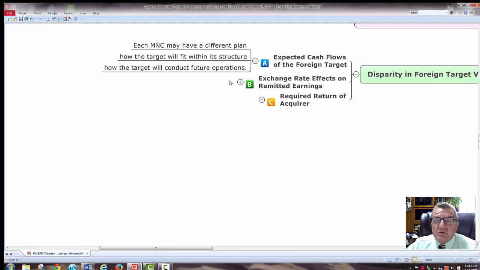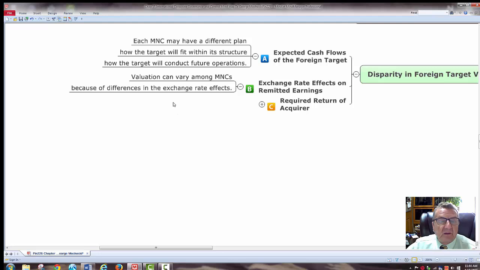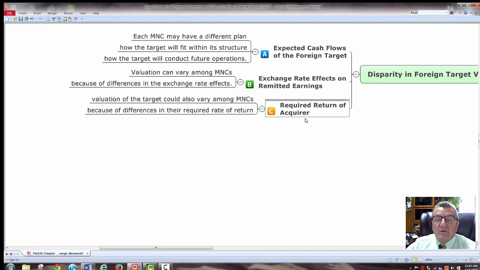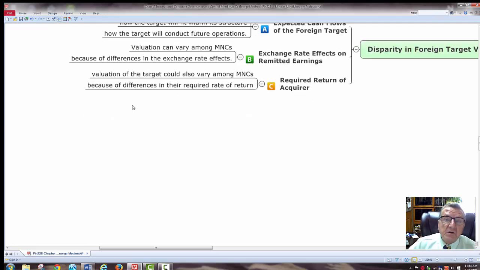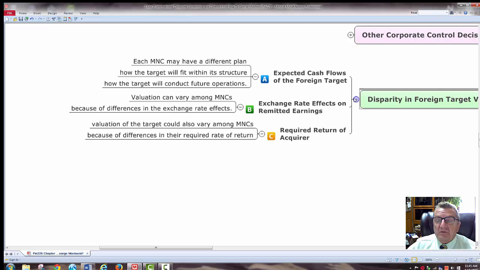Okay, exchange rate effects on remitted earnings. That's money coming back. Valuation could vary among MNCs, either the parent or the subsidiary, because of different exchange rate effects. Required return of acquirer: the valuation of the target could also vary among the MNCs because of differences in their required rate of return. So there's some disparity. It's a little harder when you go international because of the different things, but you have a good handle. You're trying to compare apples with apples.